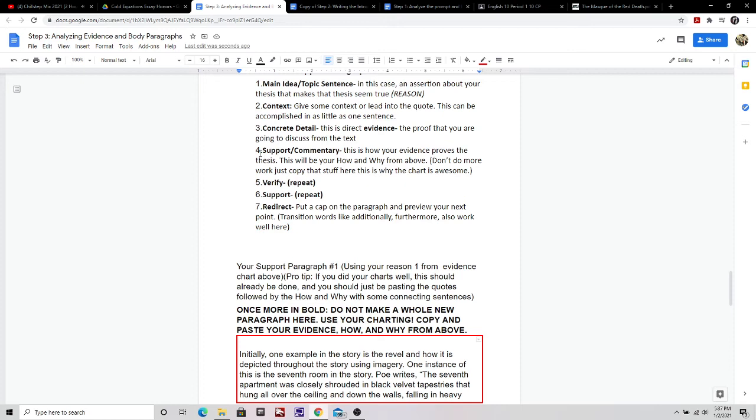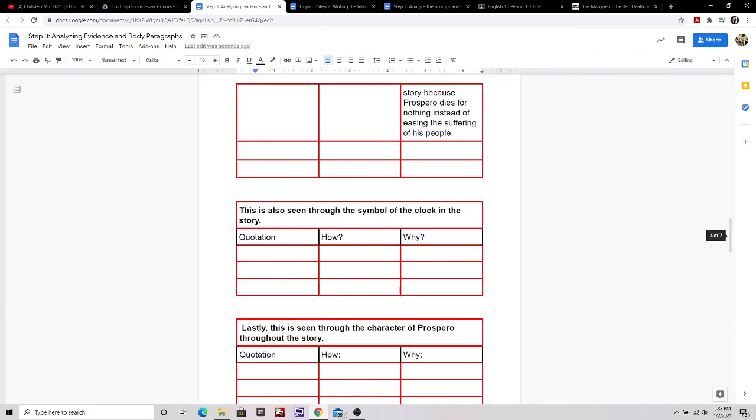Then it says you need to support the commentary, or support and do commentary. This is the how and why, and it brings it back to your thesis, right? Verify means to basically repeat this step with the concrete detail, support and commentary, and then you want to redirect or transition to your next paragraph, right? So let me show you what that transition would look like, just because a lot of students kind of struggle with that. So this is my second paragraph.